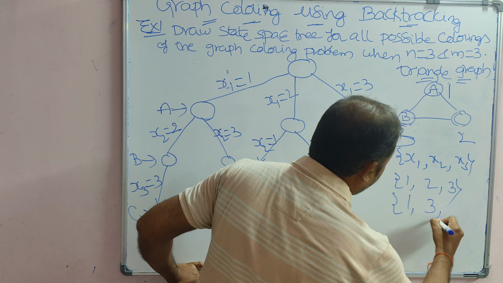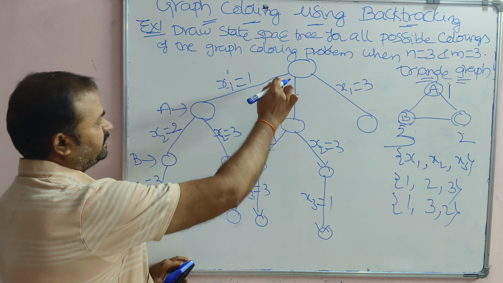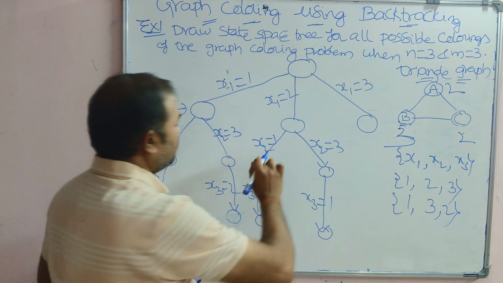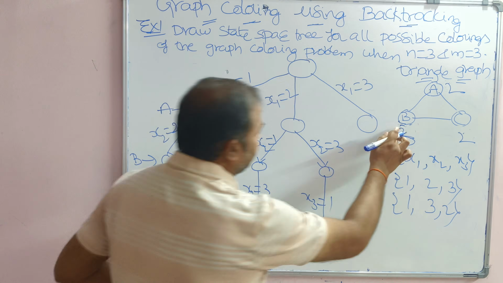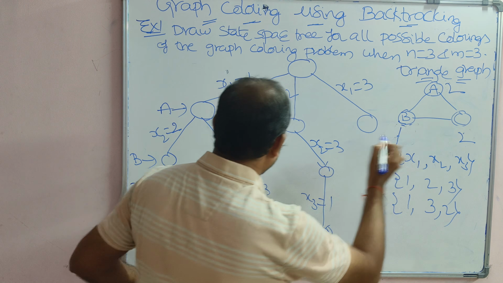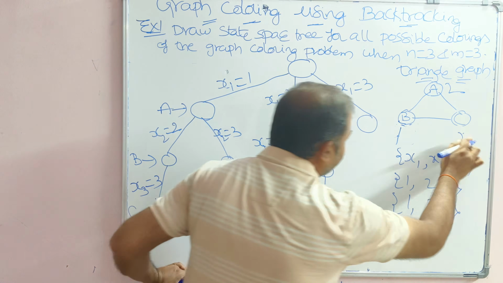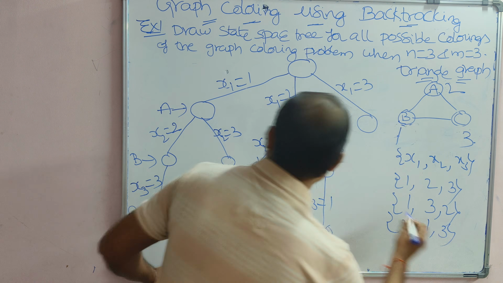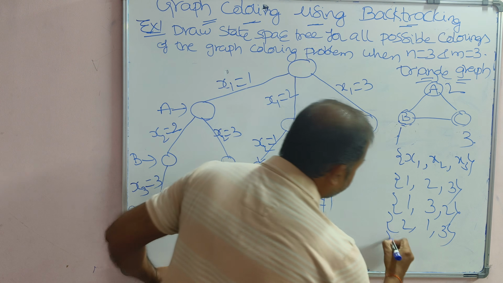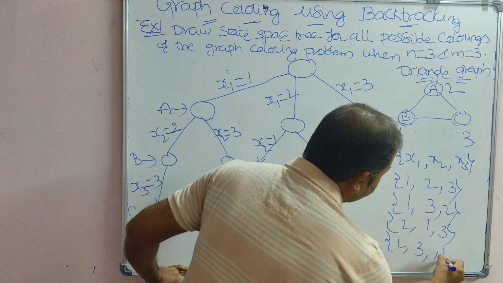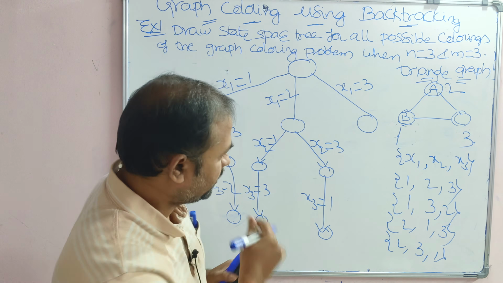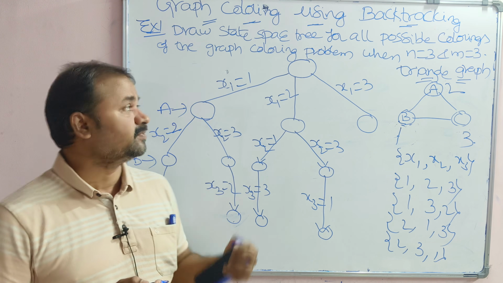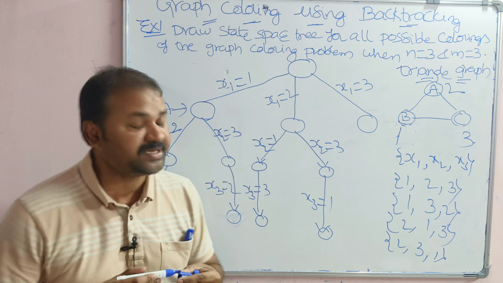1, 3, 2. Next, vertex A is colored with second color. Vertex B is colored with color 1. Vertex C is colored with color 3. So this is another solution. 2, 1, 3. Next solution, 2, 3, 1. So likewise we will get 2 more solutions. So in the next video we will see one more example on graph coloring using backtracking.